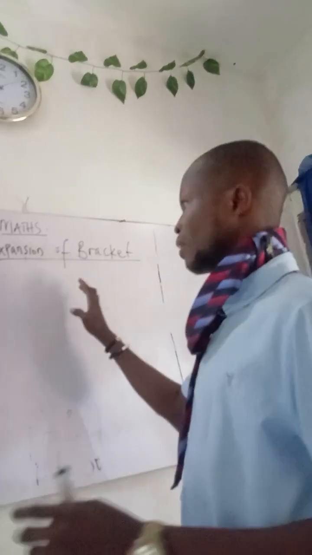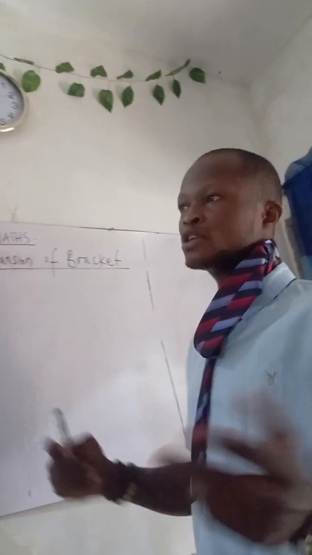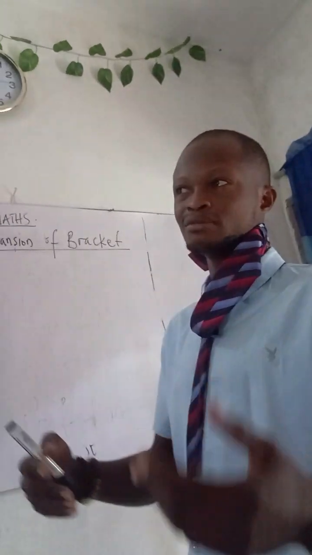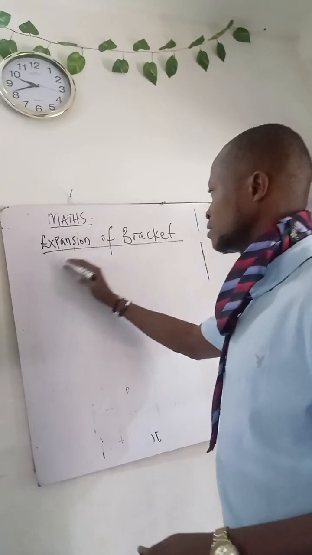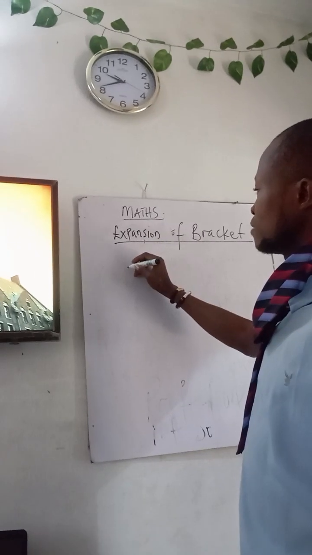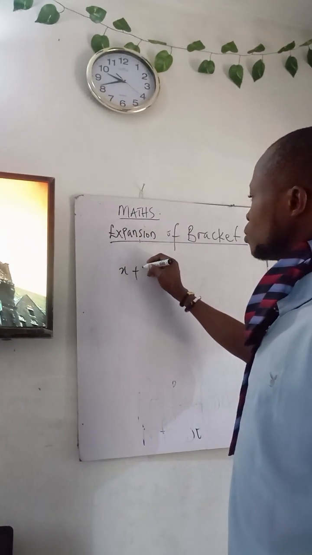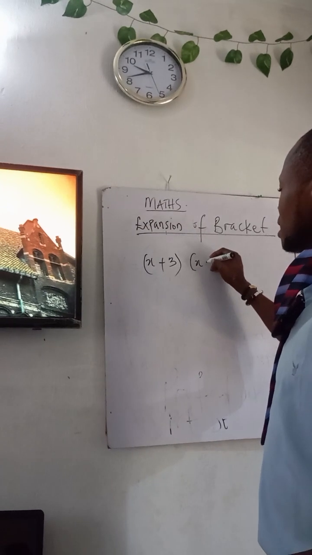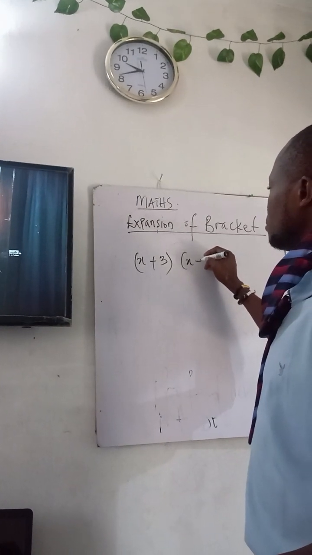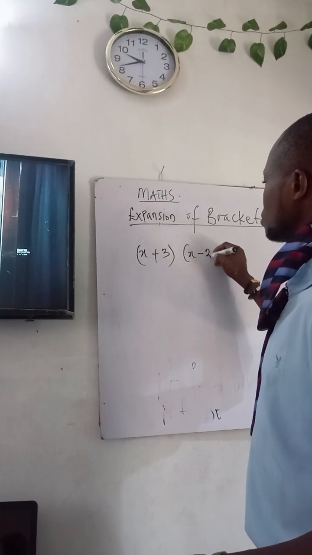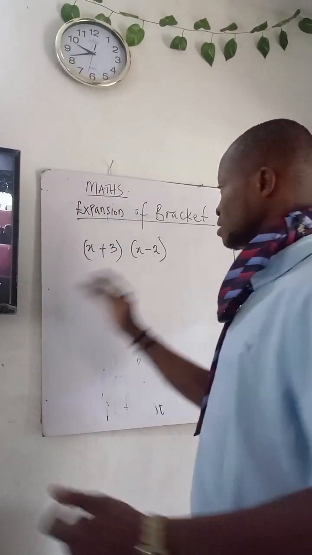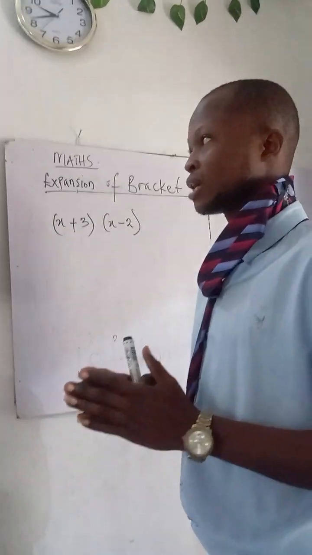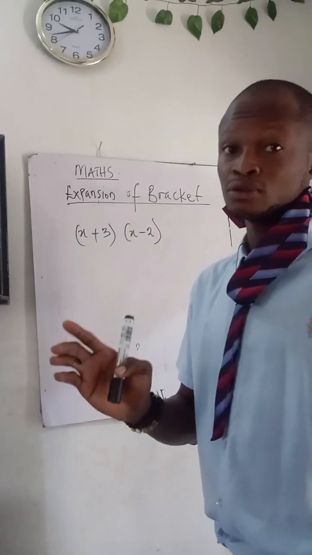Expansion of brackets. I want to show you something now. Assuming you go for exams, state exams, you see something like this. Let's say you are given x plus 3, and you are also given x minus 2. You have to expand the two brackets. How do you go about it? I'll try to make it very simple for you. Now I'll show you how to do it.